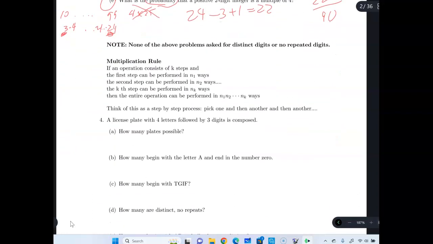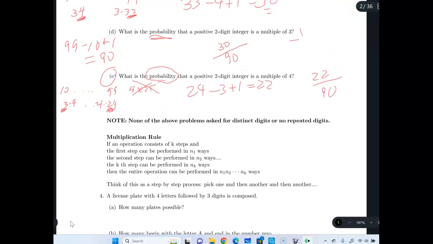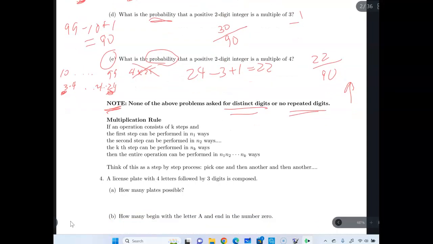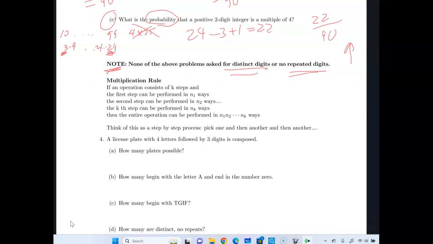All right, so let's look at this multiplication rule. Notice, all of these problems that we have done here, there's no distinct digits, no repeated digits asked for. So that's going to be an easier way of counting. We'll encounter something different in the pages to come. So if I want to have different steps in different number of ways, I multiply them.